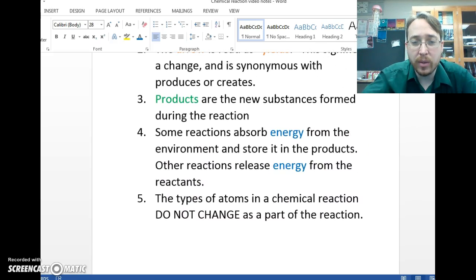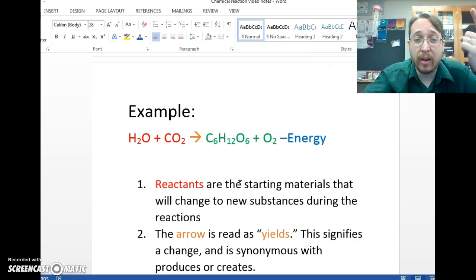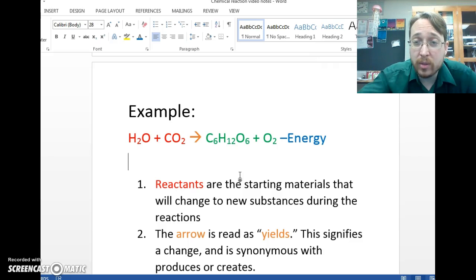One last note. The types of atoms in chemical reactions do not change as part of the chemical reaction. That means that if we have carbon and hydrogen and oxygen on this side, then we are only going to have carbon, hydrogen, and oxygen on this side. The atoms are going to rearrange, and they're going to be reorganized into different molecules because their formulas are changing, but the types of atoms are always the same. There's some more details about that which we will go into in the future. I hope this helps. Struggle well.